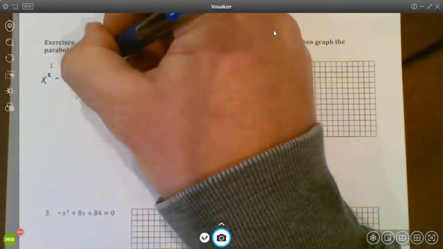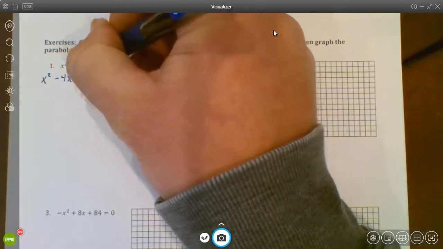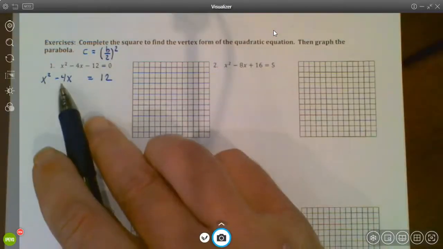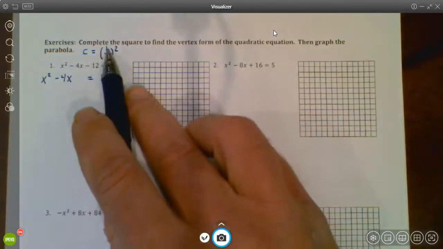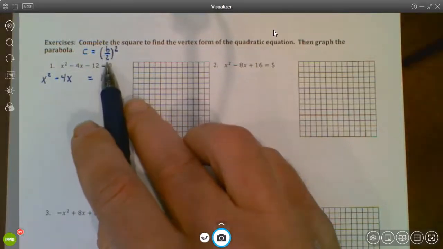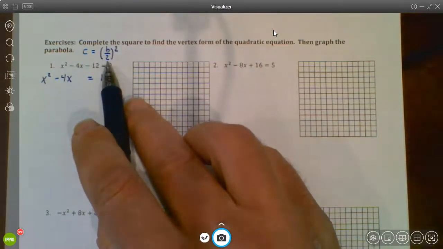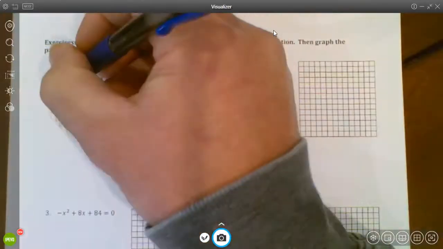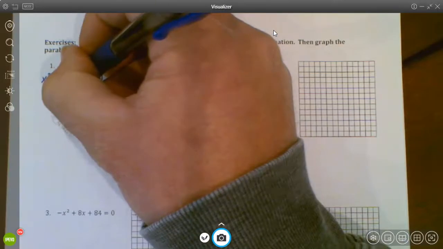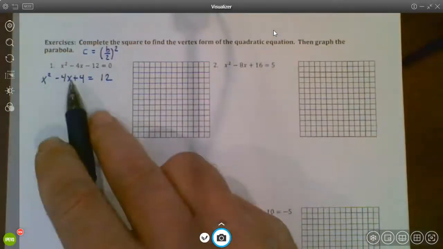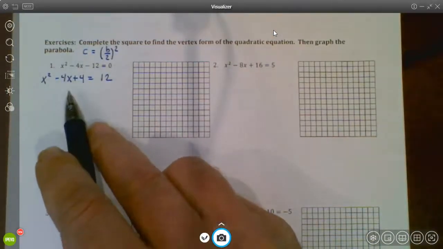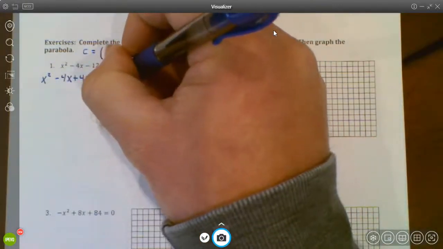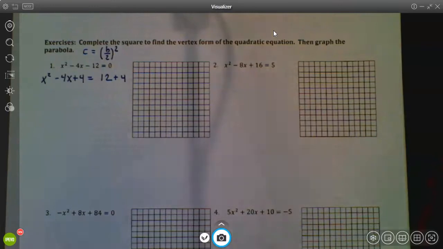So we saw this little formula on the previous page. It looks like this. So let's take our B value, which is -4. We're going to divide it by 2, which would become -2. But -2 squared would be +4, which means I need to add 4 right here. Now I have a perfect square. But one thing you can't forget to do is whatever you did to the left side, you got to do to the right side. So I'm adding 4 to both sides of the equation.